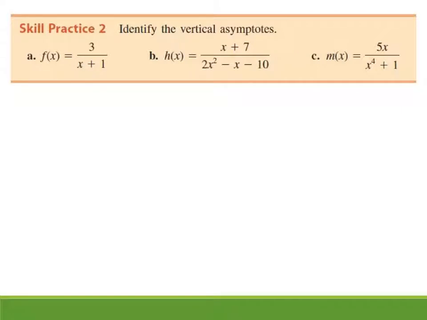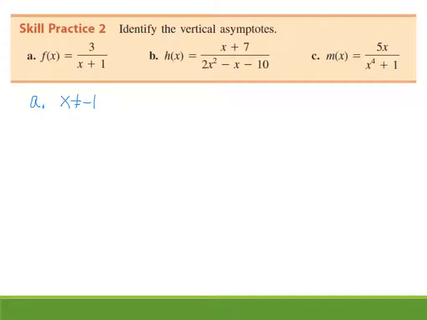So these are problems similar to the ones in the book. Identify the vertical asymptotes. So in problem number A, you should be able to find the vertical asymptote. We know immediately that x cannot equal negative 1. So in this particular case, not only does this give us the domain, but it also tells us where the vertical asymptote is, at negative 1.